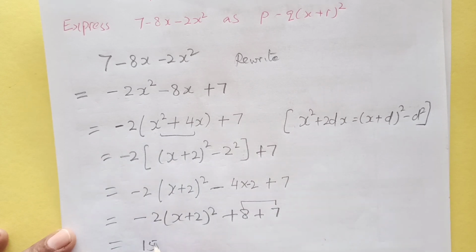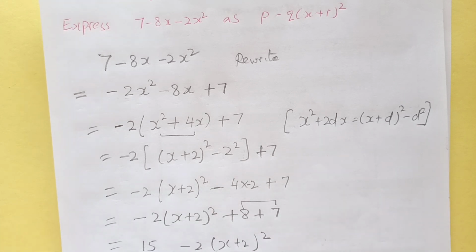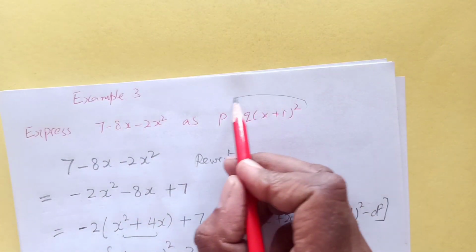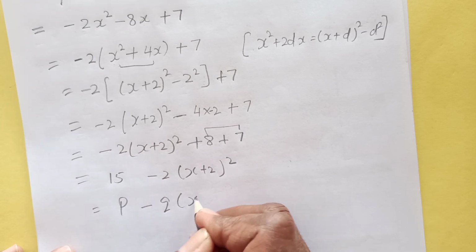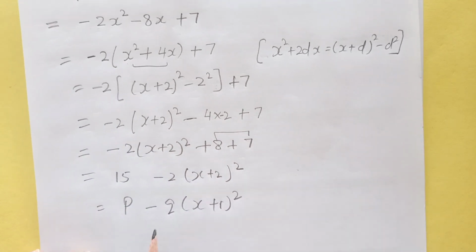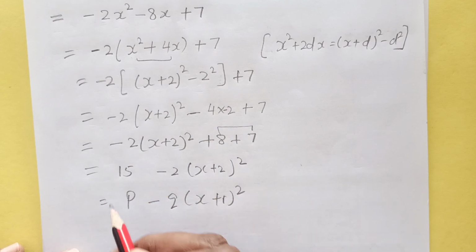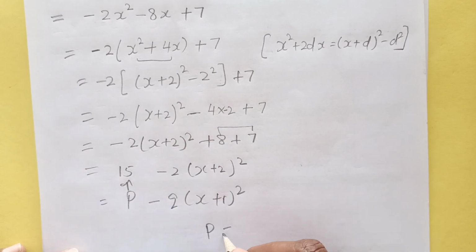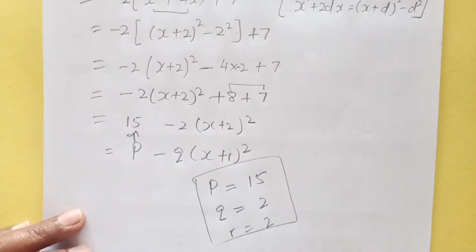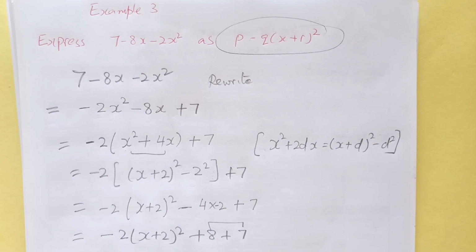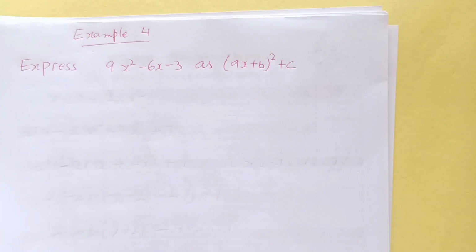I can write it down here, 15 minus 2 into (x plus 2) squared, right? So now what was the requirement? So this is how we need to write it down. Let me rewrite here, p into (x plus r) squared. So you see, we have converted that into the same form. That gives us p as 15, q as 2, and r as 2, right? So that's how you will use the completing the square method with different techniques.